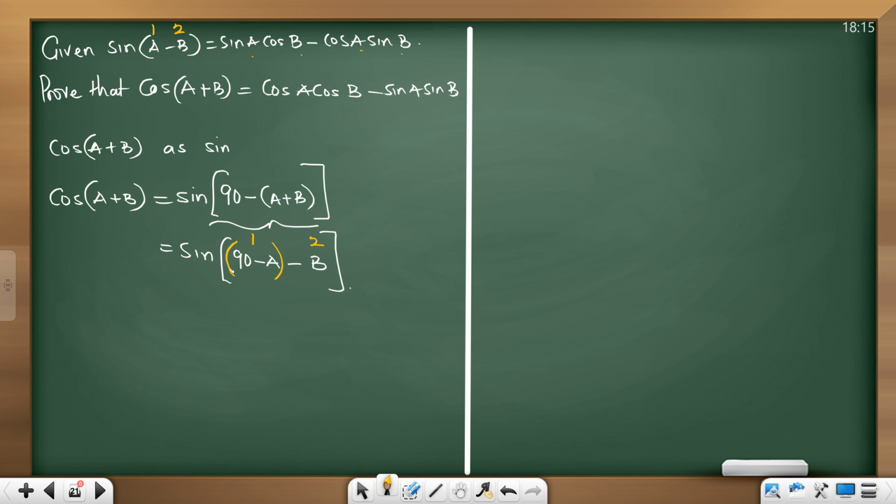So aren't you given sine A minus B, not cos A plus B? No, I am given sine A minus B. But I want to prove cos A plus B. So I am writing cos. Do you notice this now looks exactly like what I'm given? Sine A minus B.